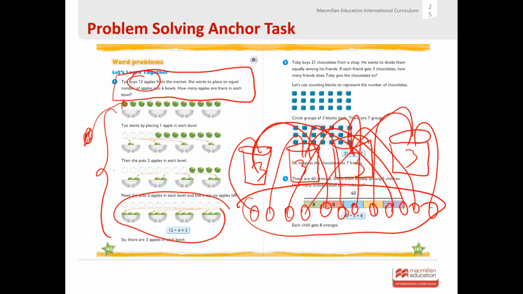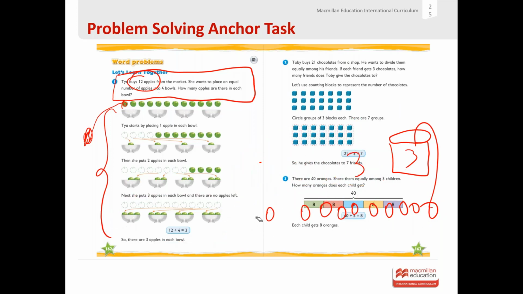So the let's try section is telling you this is a strategy you can use. You don't have to use apples, but the strategy is to share individually one at a time until you finish all 12, okay? Some of our children might know that 4 times 3 is 12. That's great, but they need to understand how does that help us?